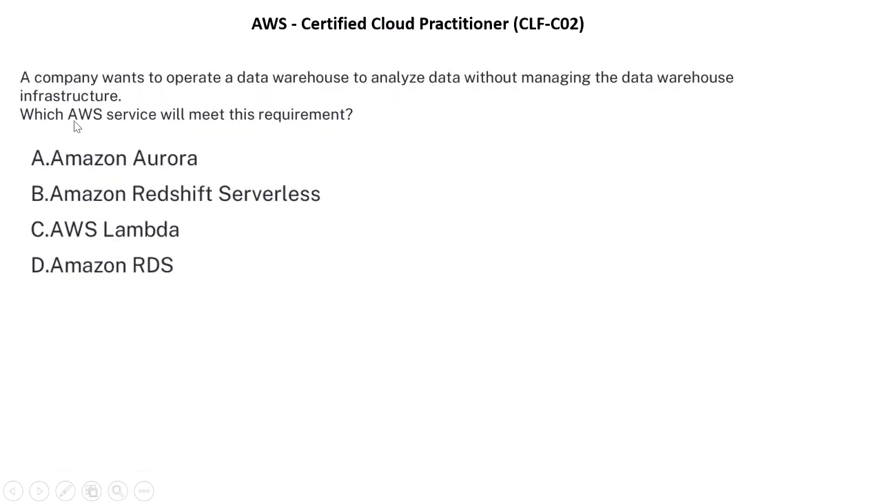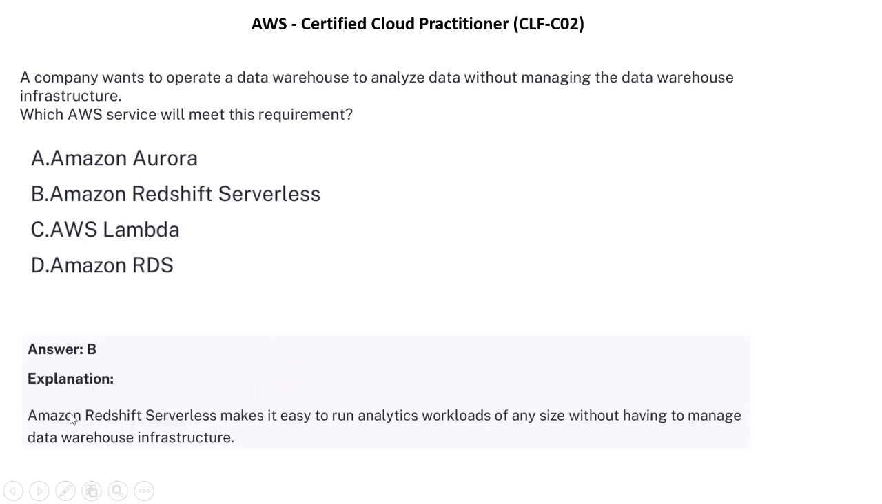Next one. A company wants to operate a data warehouse to analyze data without managing the data warehouse infrastructure. Which AWS service will meet this requirement? Option A, Amazon Aurora. Option B, Amazon Redshift Serverless. Option C, AWS Lambda. Option D, Amazon RDS. The right answer is option B. Amazon Redshift Serverless makes it easy to run analytics workloads of any size without having to manage data warehouse infrastructure.